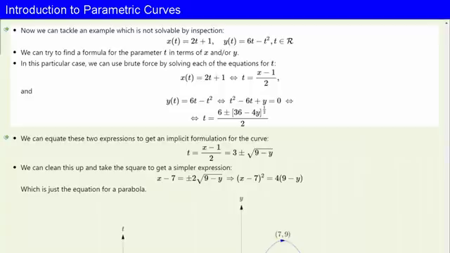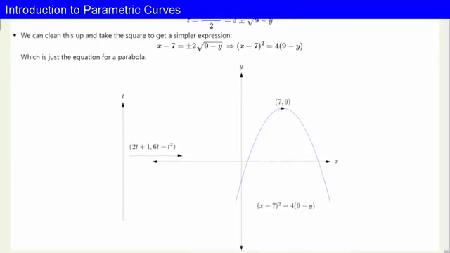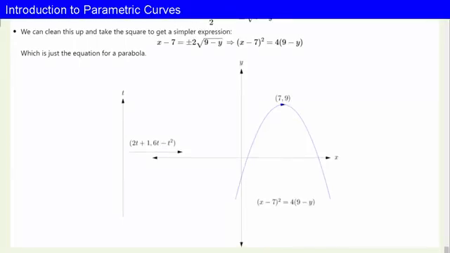So we can equate these two expressions to get an implicit formula for the curve. t on the one hand is equal to x minus 1 over 2, and on the other hand is equal to 3 plus or minus the square root of 9 minus y. We can clean this up and take the square to get a much simpler expression. x minus 7 is plus or minus 2 times the square root of 9 minus y, and squaring that says that x minus 7 quantity squared is 4 times 9 minus y, which is just the equation for a parabola opening downward.